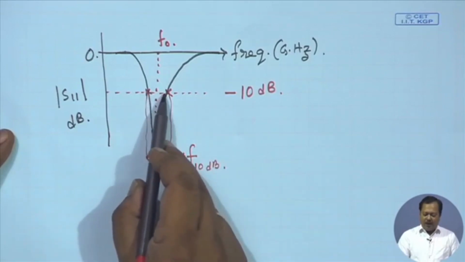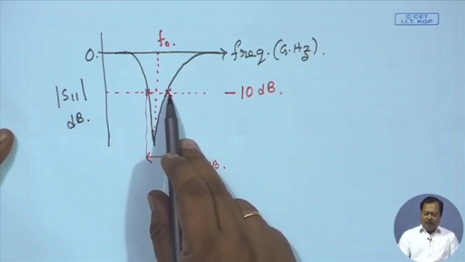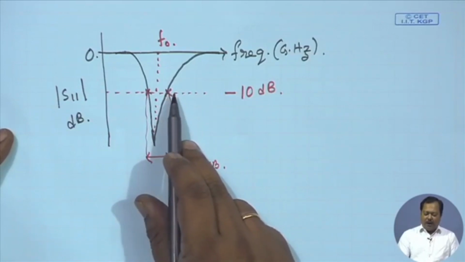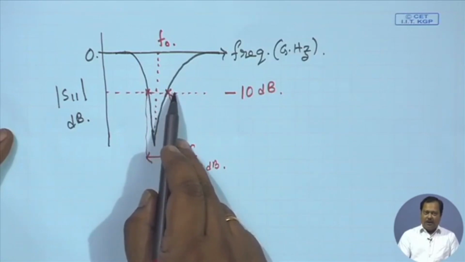Over this bandwidth, if I calculate the reflection coefficient at this point, and from that the power being accepted by the antenna, approximately 90% of the power is being accepted by the antenna if I consider S11 as minus 10 dB.